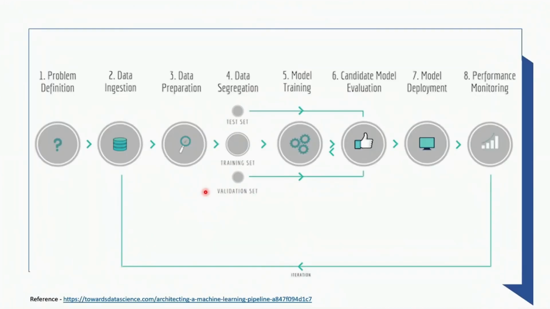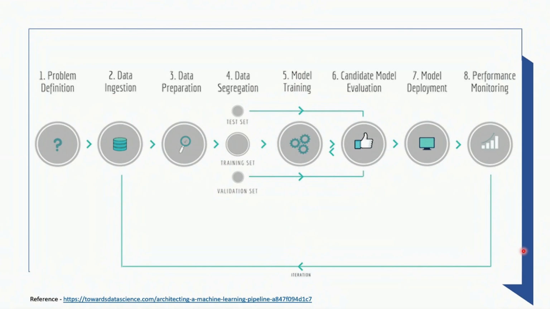Now, moving on. This is a little more, let's say, realistic view of what goes on apart from model creation, because you typically have to define a problem. You need to do data ingestion, you need to do data preparation, segmentation, where I think the train test split is something everybody is very familiar with. Then we do model training, then there's the candidate model evaluation. And this is kind of a loop, right?